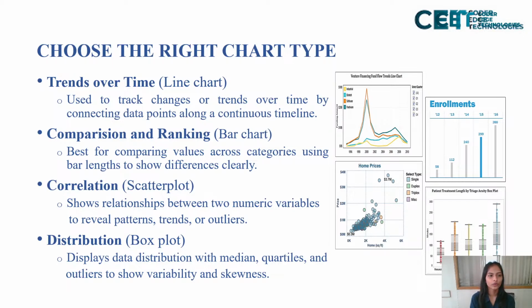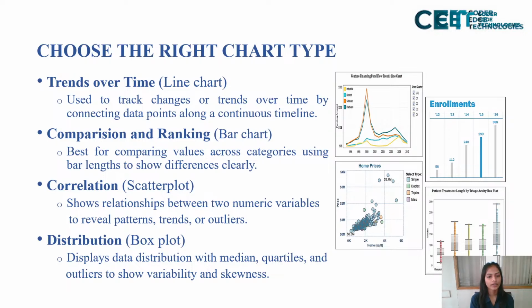For showing trends over time, line charts are used. Line charts are used to track changes or trends over time by connecting data points along a continuous timeline. For comparison and ranking, bar charts are used. Bar charts are best for comparing values across categories using bar length to show differences clearly.